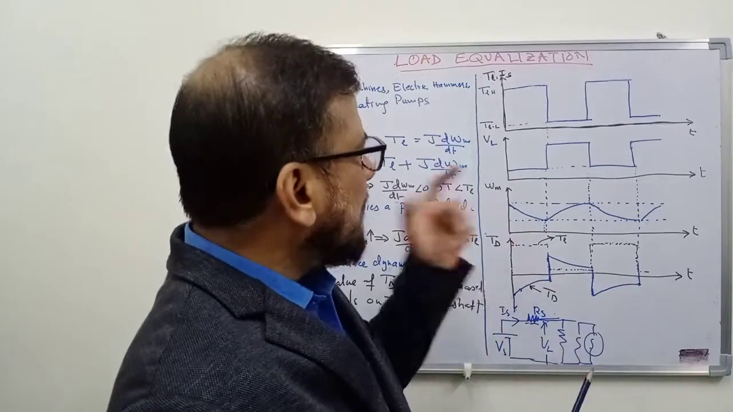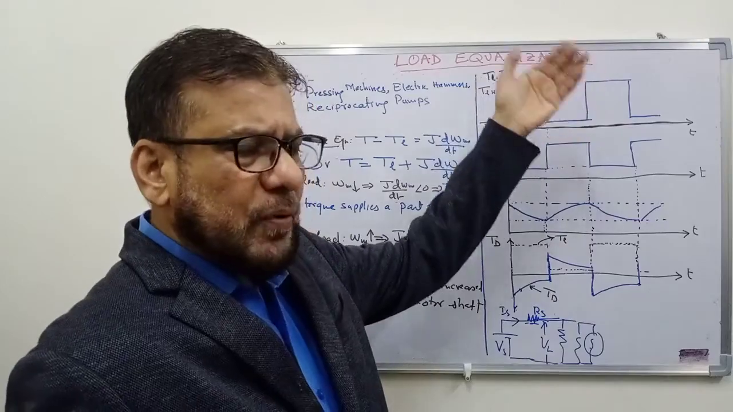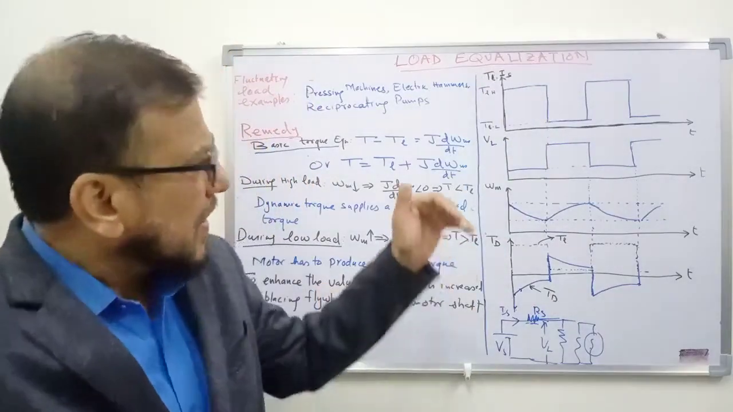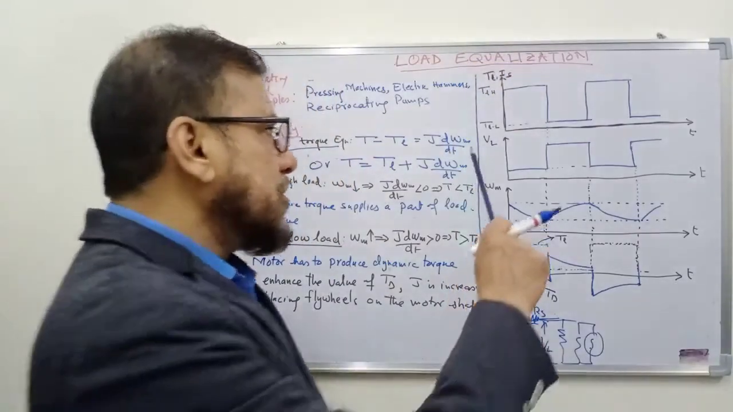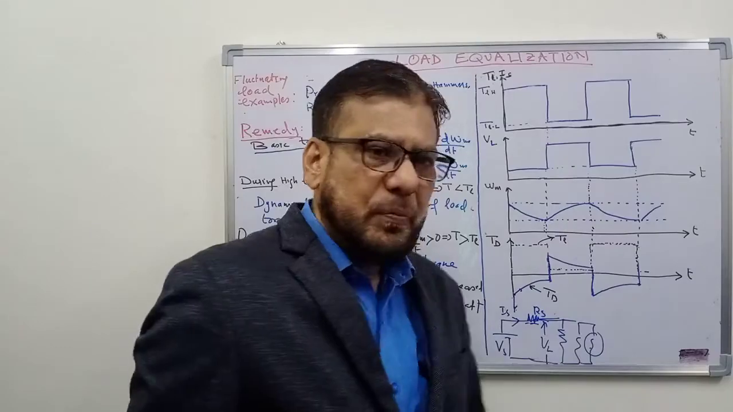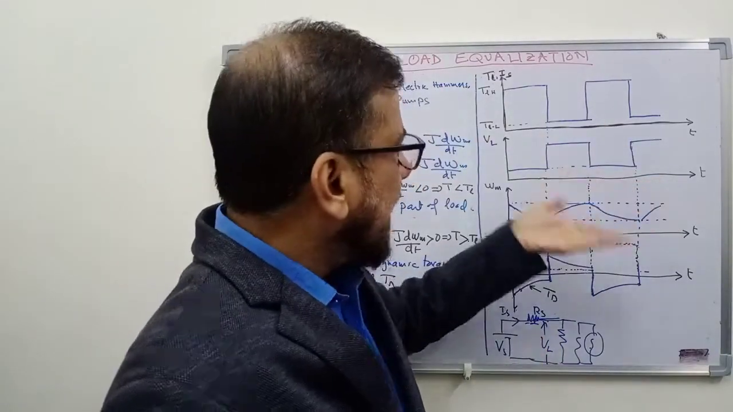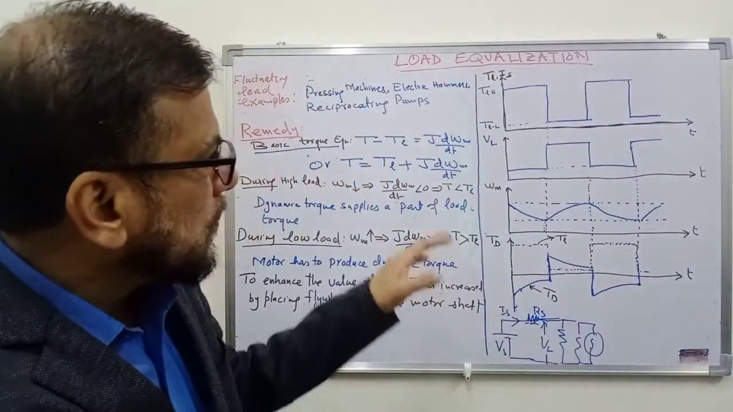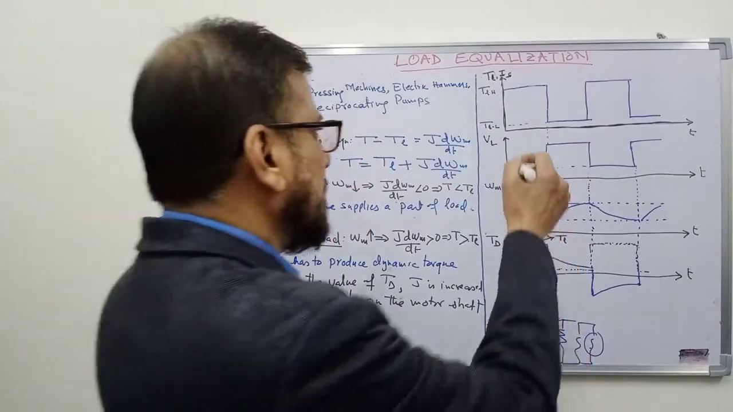You can think that somehow during the high load period, the torque requirement is reduced. That is, the motor has to produce lesser torque than what is demanded by the load, and during the low load period, the motor has to produce a higher torque than the torque demanded by the load. So if you are able to do that, you can reduce the voltage fluctuation. You can reduce the load fluctuations.